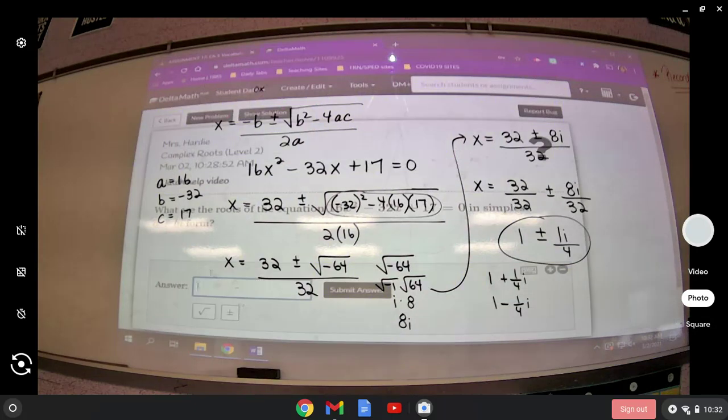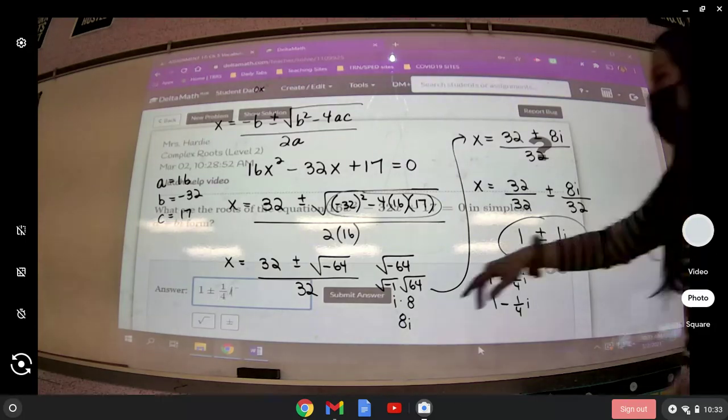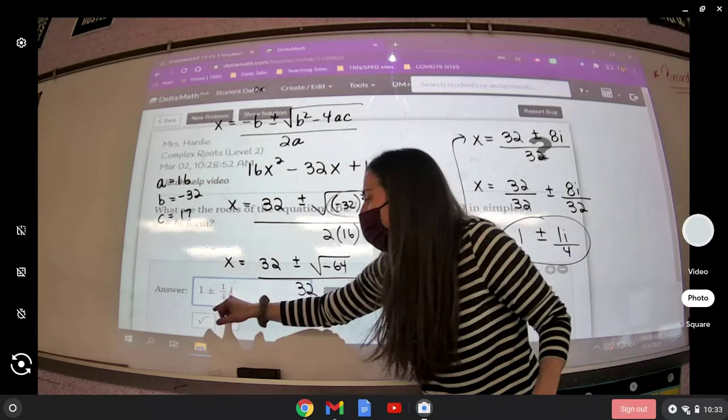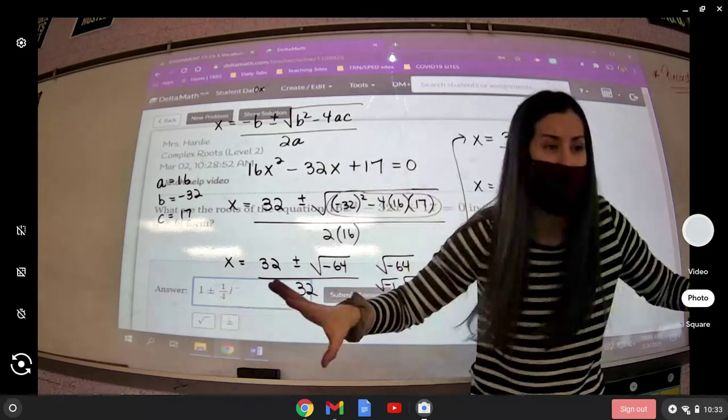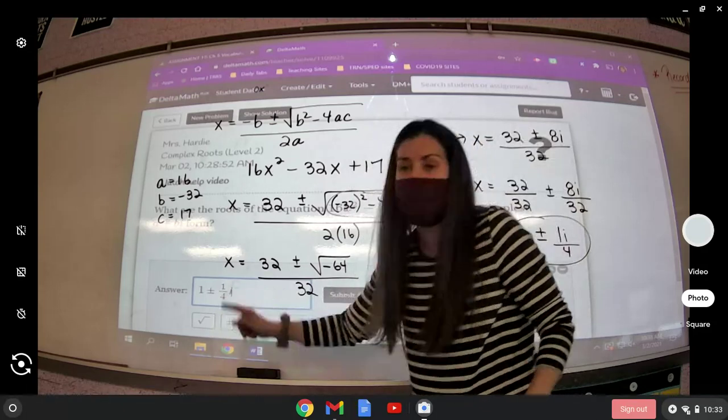So I'm over here, guys. I want to type in 1 plus or minus 1i / 4. So guys, that's one way to write your answer. The book, though, the Delta Math, they'll also let you do this. You're allowed to write the i next to the fraction. You're allowed to write it as 1/4 times i. So you can put i on top, or you could put i next to the fraction. You cannot put i on bottom, because that's not where i is. You can either go on top or next to the fraction.